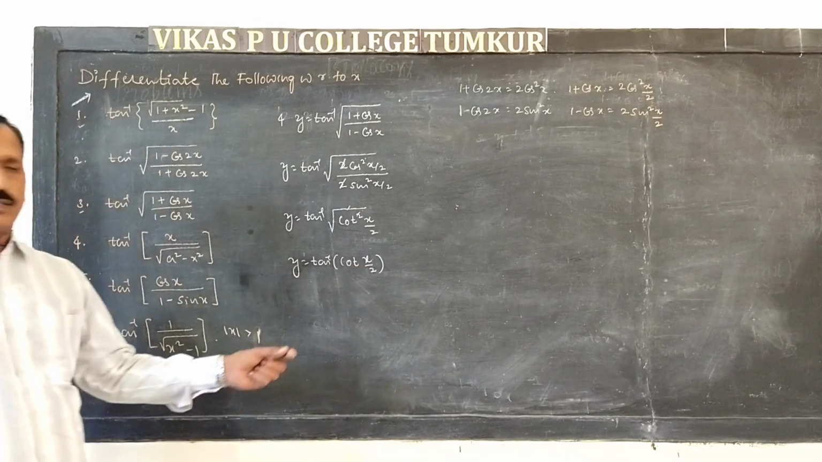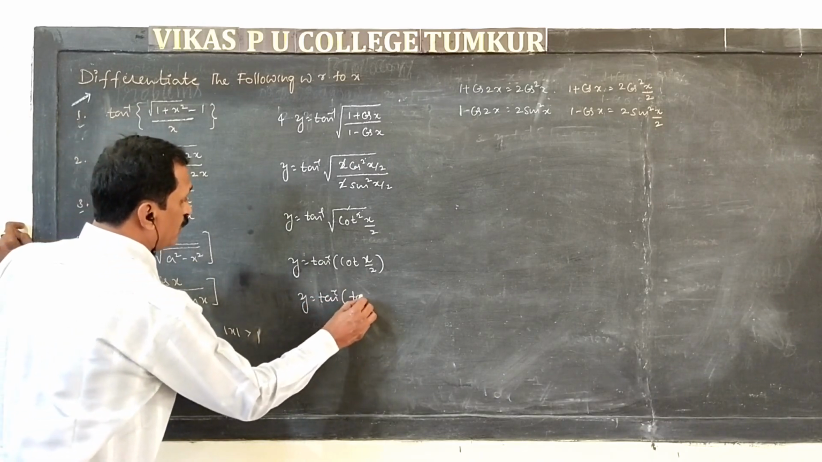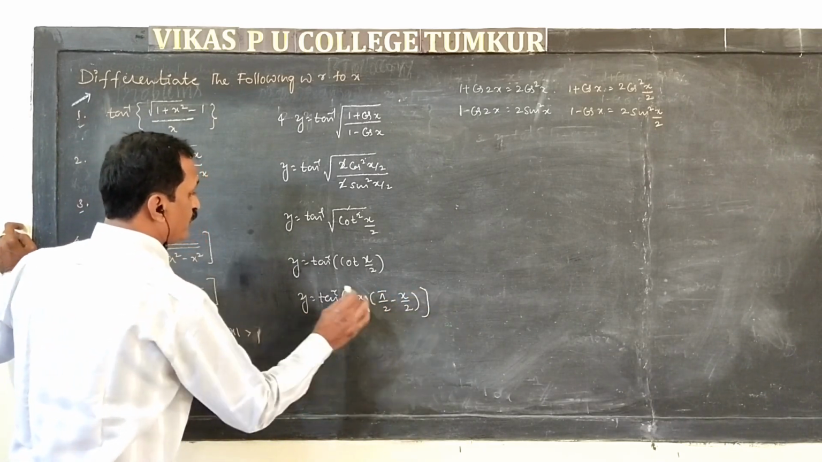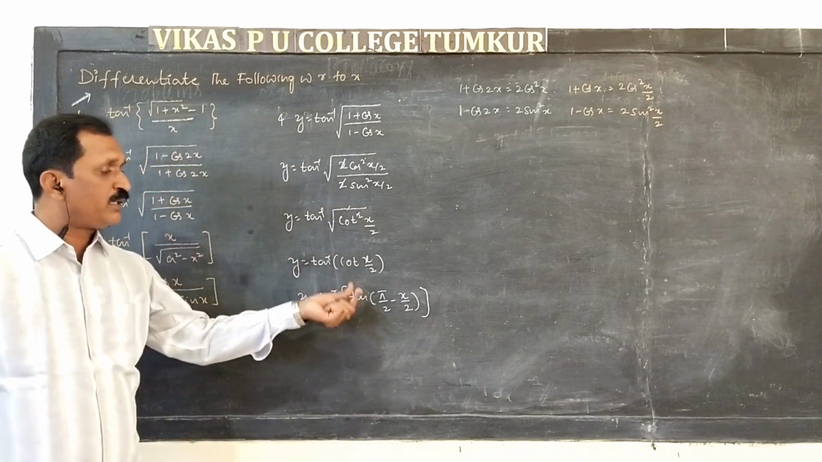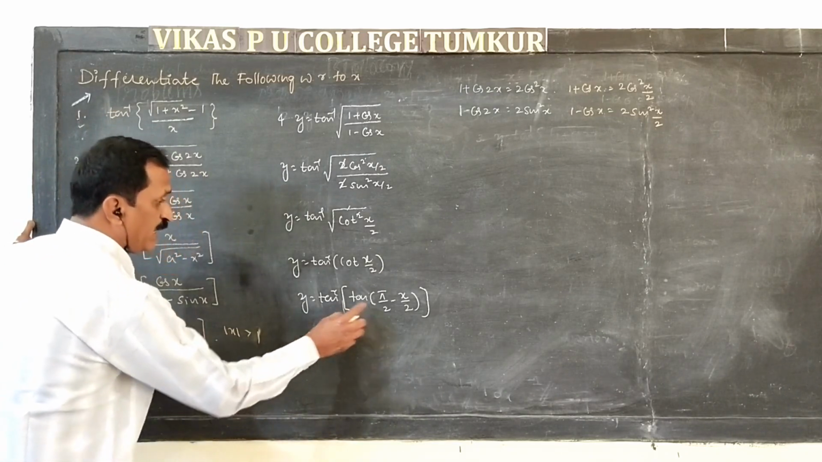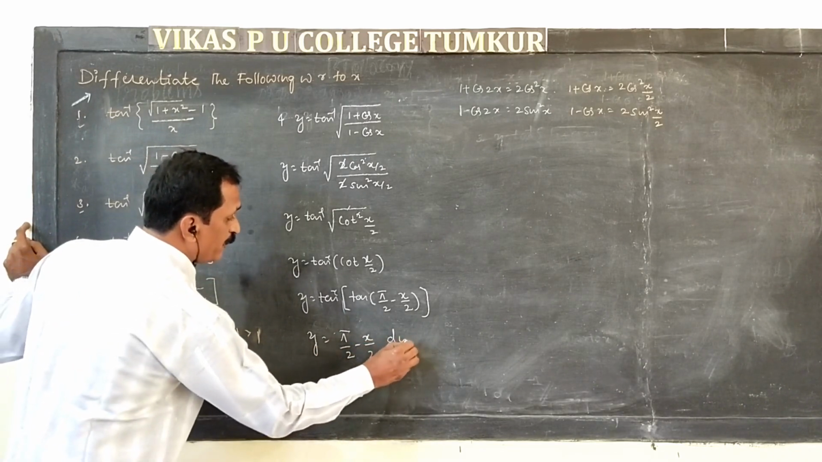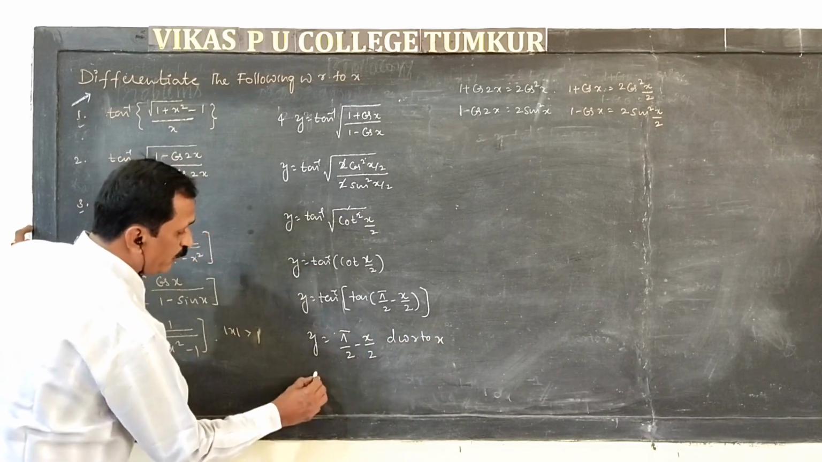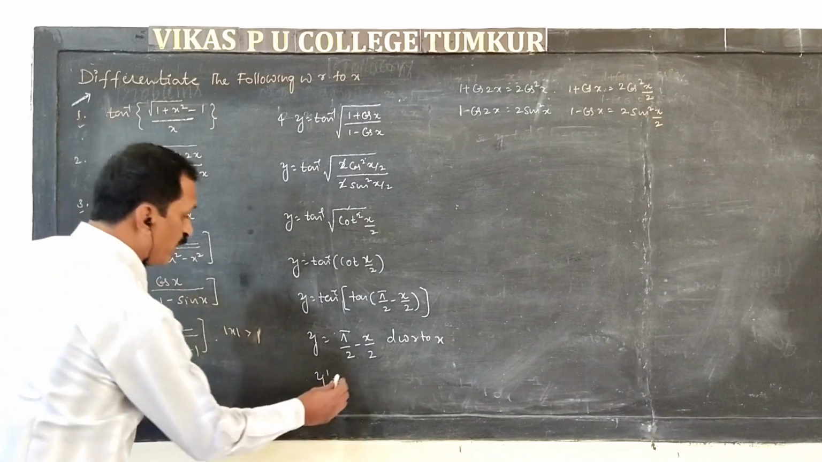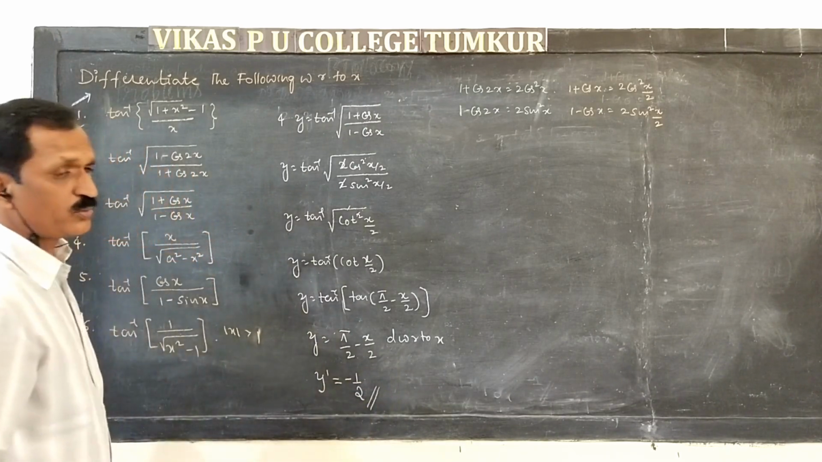Remember, cot theta I can write as tan of pi by 2 minus theta. Tan inverse of tan of pi by 2 minus x by 2. That is, cot x is tan of 90 minus x. Then y is equal to tan inverse of tan theta, which is theta only: pi by 2 minus x by 2. Now differentiating the function with respect to x, your y dash, or dy by dx, is equal to the derivative of pi by 2, which is 0, minus 1 by 2 into the differential of x, which is 1. So its answer is minus 1 by 2.